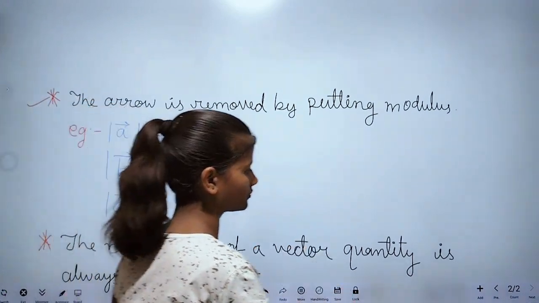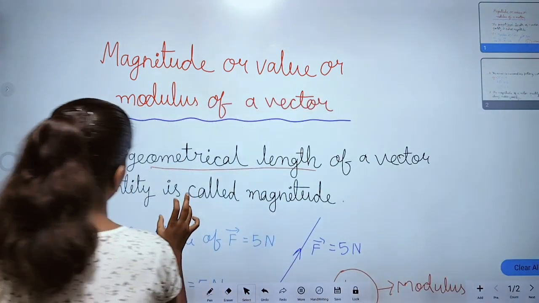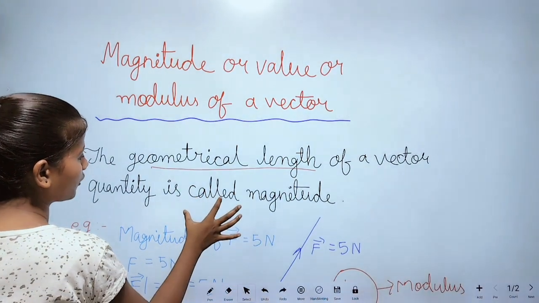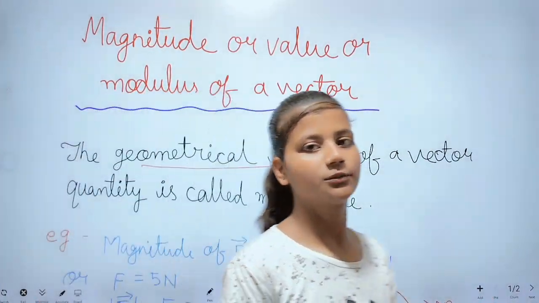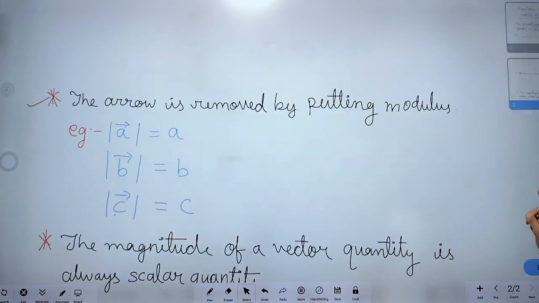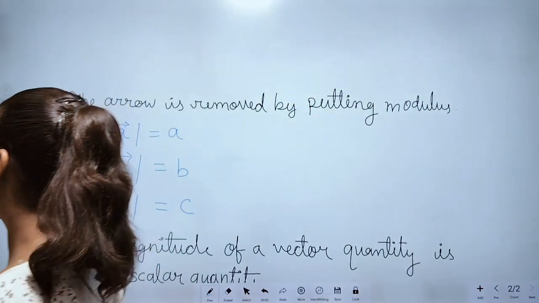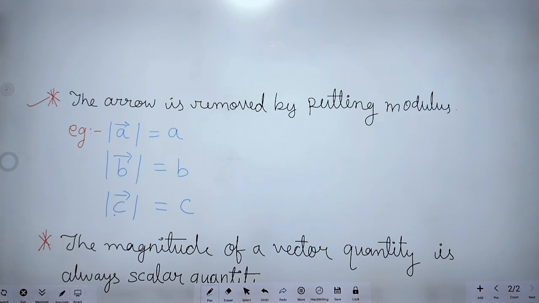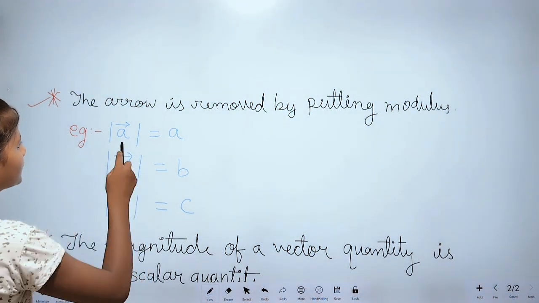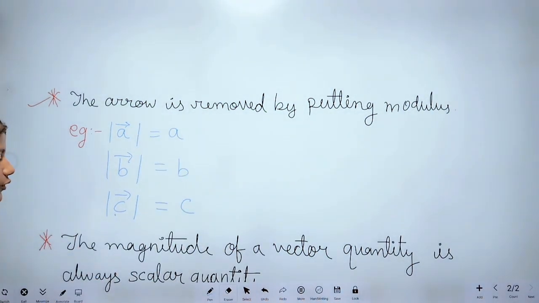So I hope you understand about magnitude. What is magnitude, or you can also say value or modulus of a vector. Magnitude, the geometrical length of a vector quantity, is called magnitude. And the arrow is removed by putting modulus. When we put modulus on any vector, then the arrow is removed. Like here you can see that this one is a vector, and when we put the mod, then the arrow is removed.